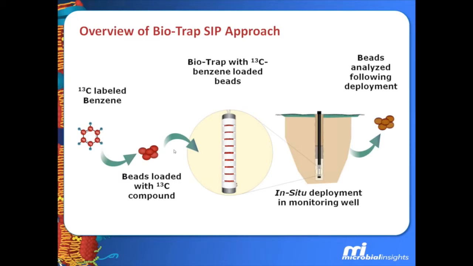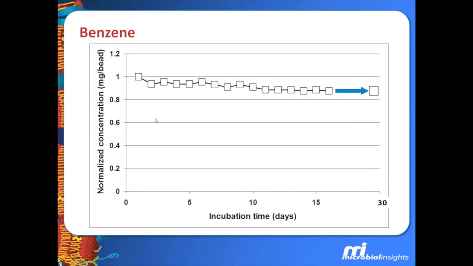Here's another representation of the technique. The C13 labeled compound is adsorbed to the beads. That goes into a biotrap. That goes into the sampled environment. After incubation, we recover the beads for analysis. One question you might be asking yourself is, if we put something like benzene on the beads, what happens to that benzene? Does it stay in the beads or does it leach off the beads? Here's an example of some data showing this, just normalized concentration of benzene on the bioset beads for 30 days of incubation. And as you can see, none or very little of that benzene actually leaches off the beads. It's held by the powdered activated carbon in the bead.